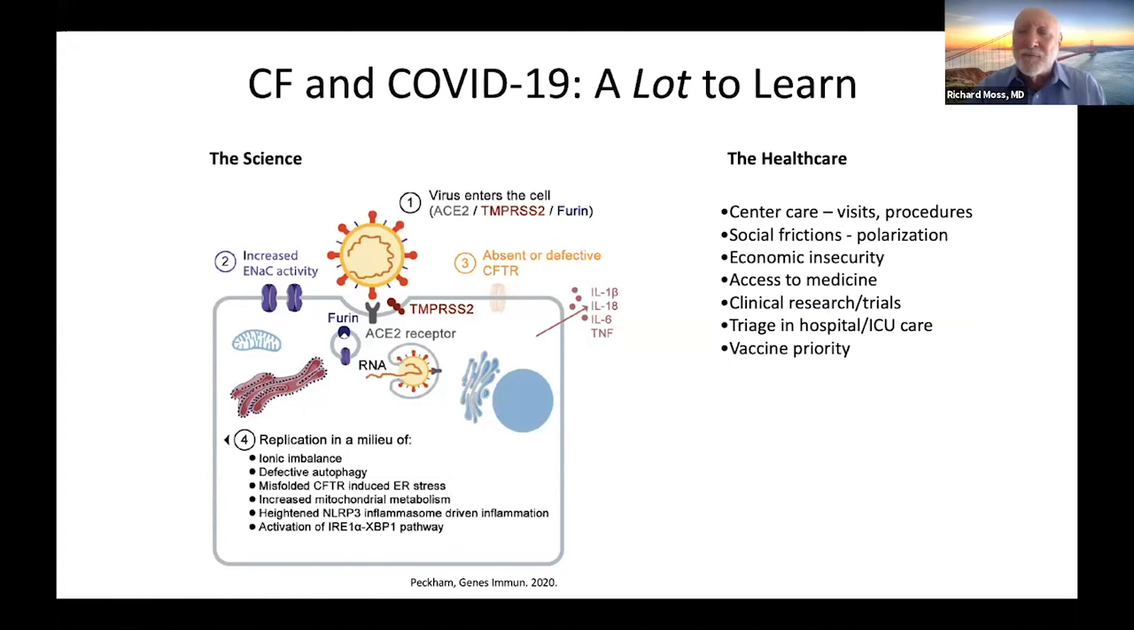And finally, maybe the most important question of all, are enough CF patients going to be in vaccine trials to know if this vaccine, whichever emerges, and I think there'll be more than one, is going to be safe and effective in people with CF? And we really don't know where the CF community is going to stand in the queue for getting the vaccine.